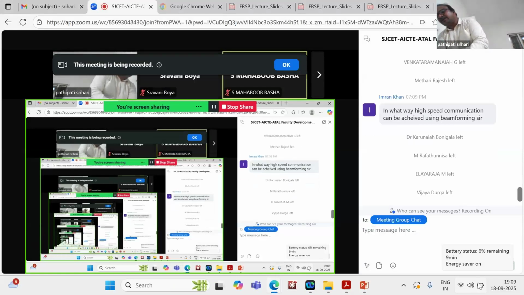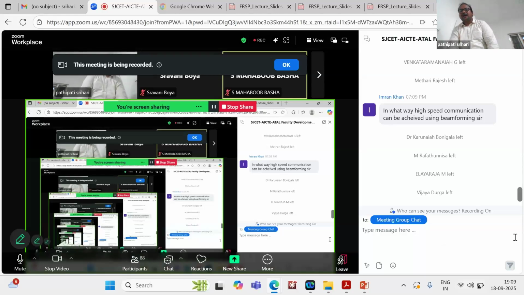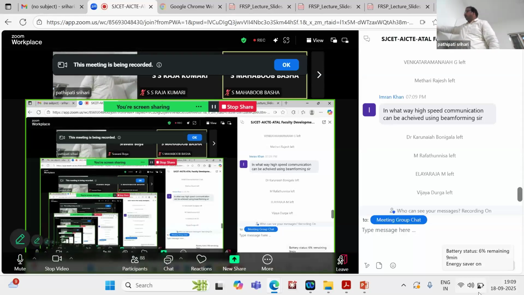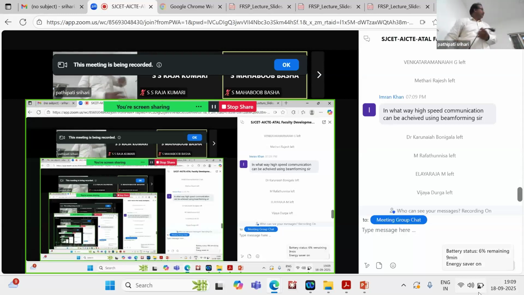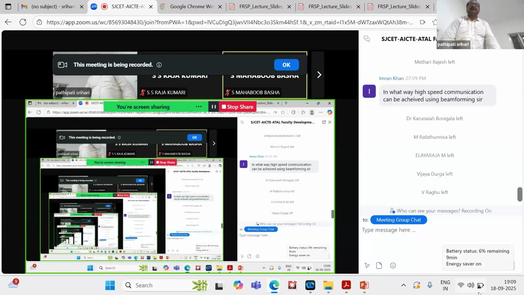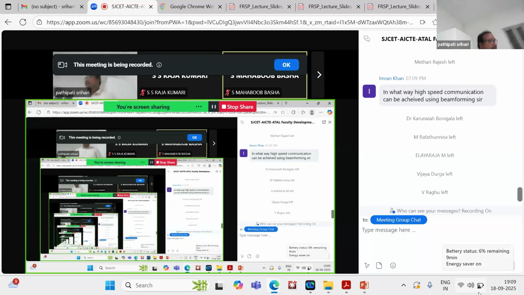Charging is getting, yeah. Very little battery is there. That's where I am.